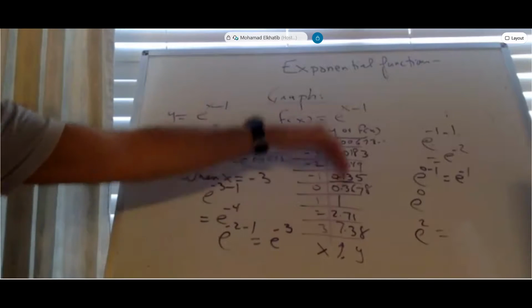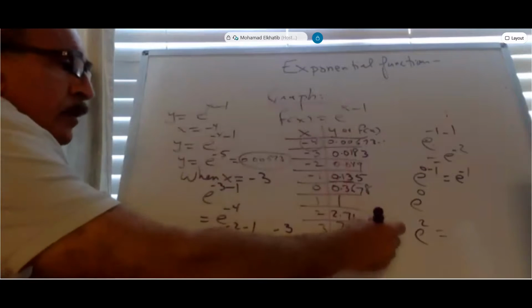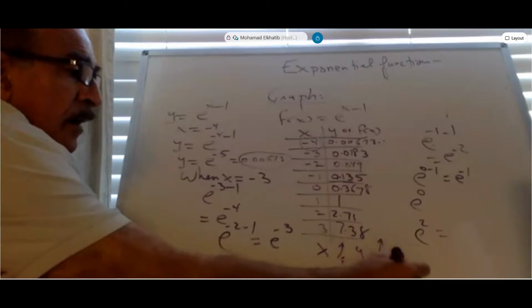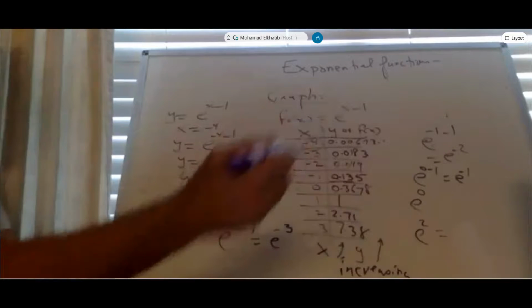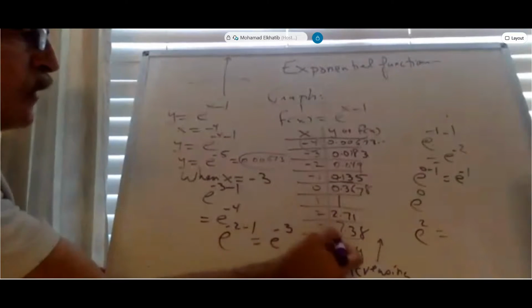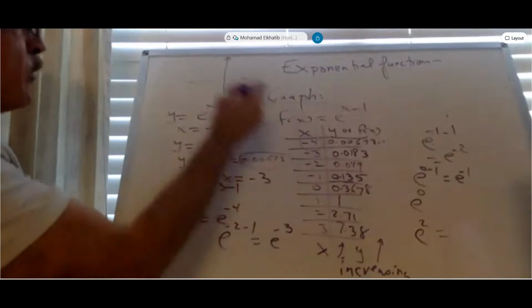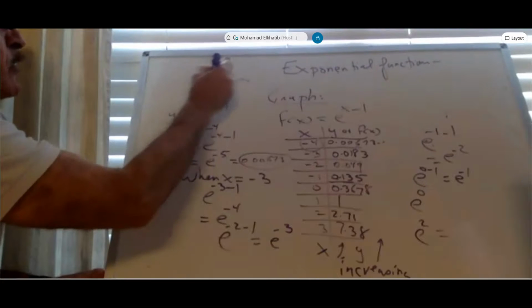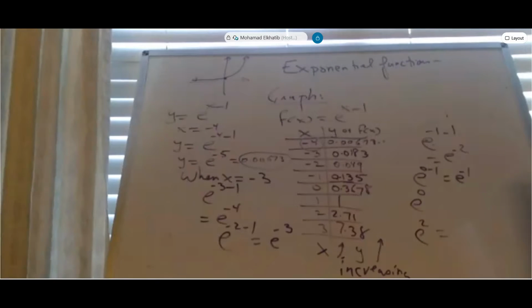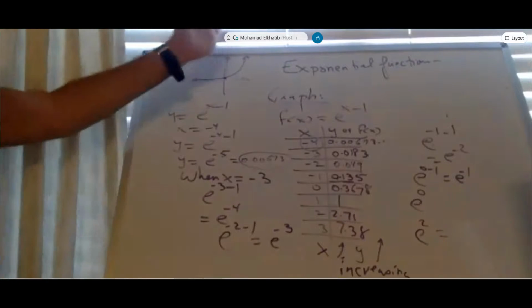As X goes up, Y goes up. That means you have an increasing function. You don't really need to graph it. What does an increasing function look like? Watch this. When X is 0, Y is 0.06. An increasing function looks like this, and you're done. You don't have to plot the points. All you need to know is if it's increasing or decreasing.